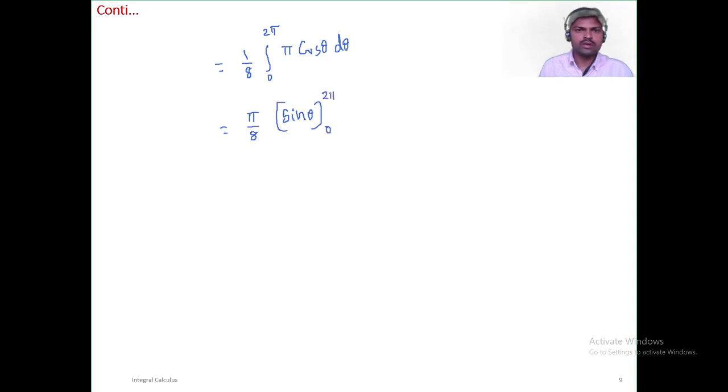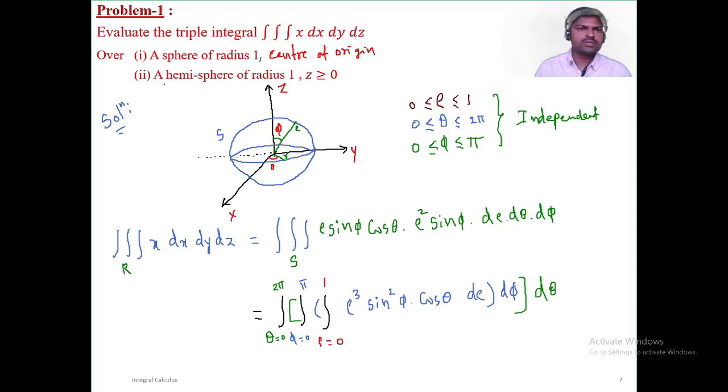So what is this value now? This is pi by 8, right? Pi by 8, sin 2 pi is 0 and sin 0 is 0. So the overall answer will be 0. So this is the final answer. Okay. So next problem, this one, the second one.